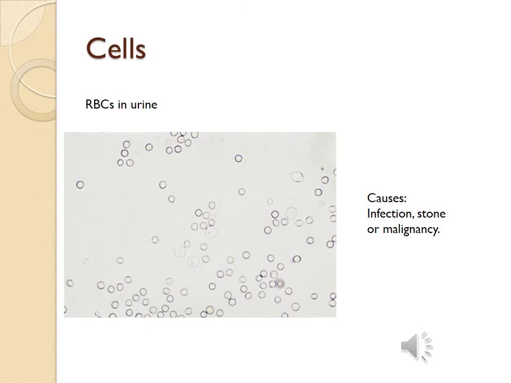RBCs, this is how they appear under the microscope. They appear as small discs which are non-nucleated. Normal urine does not contain them. If we have RBCs in urine, it can be due to infection or stone or malignancy in the renal system.